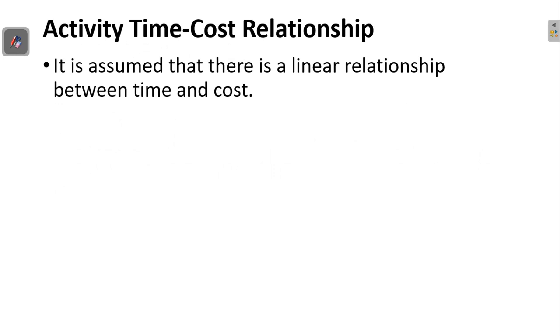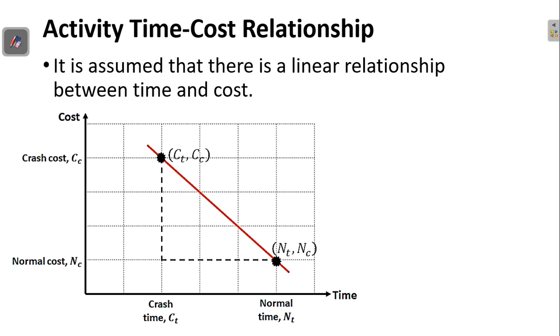Now let's see the time-cost relationship. We have seen that crashing projects involves more cost, so let's see the relationship existing between time and cost. It is assumed that there is a linear relationship between time and cost, and this graph demonstrates how they are linearly related. We have two points here, and one point comprises the normal time and the normal cost. Decreasing the time, you see the line connecting these two points is increasing. That means whenever you decrease the time, the cost is increasing.